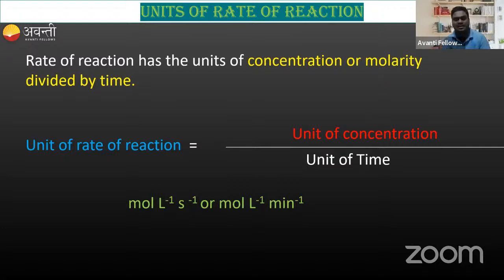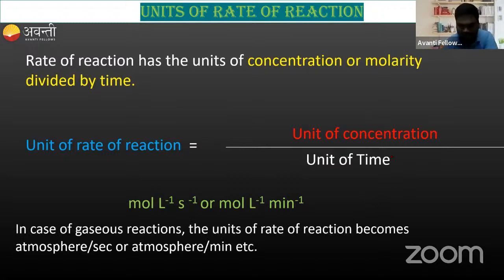We can represent it as mole per liter second or mole per liter minute. How does it come? Let me write it first. If you want to calculate the unit, the rate is equal to the change in concentration, delta C, upon delta t. For concentration, what is the unit? It is mole per liter.